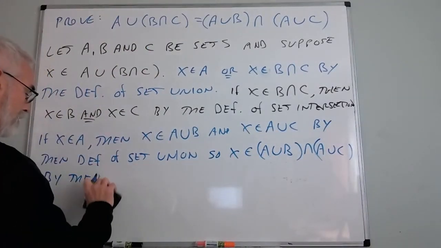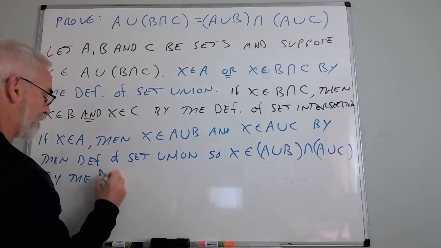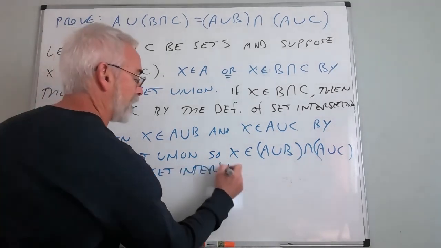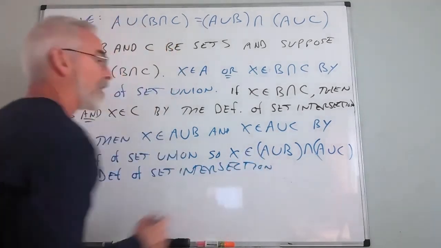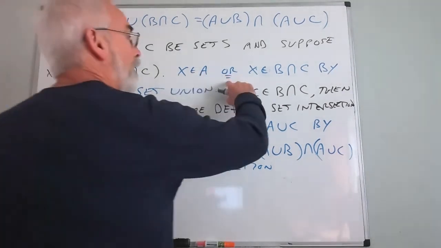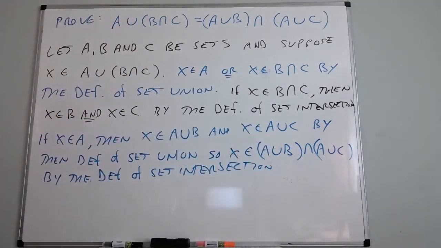By the definition of set intersection. And we're not done. That was, I said, if X was in A. I have an or here. Okay, I have an or.